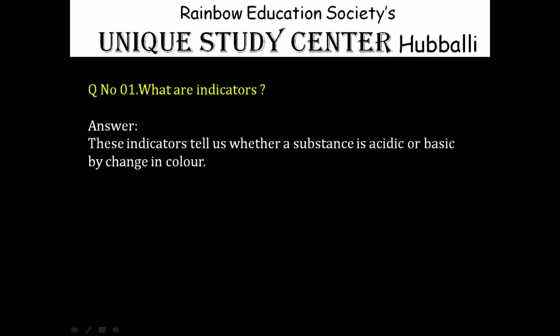Let's begin. The very first question is, what is an indicator? These indicators tell us which substance is an acid and which is a base. Indicators are nothing but substances which indicate whether the compound is acidic or basic by a change in color.